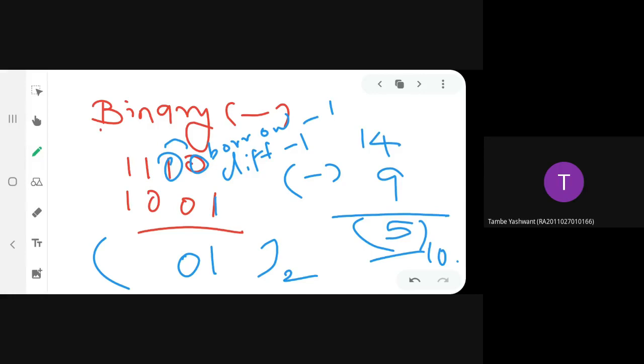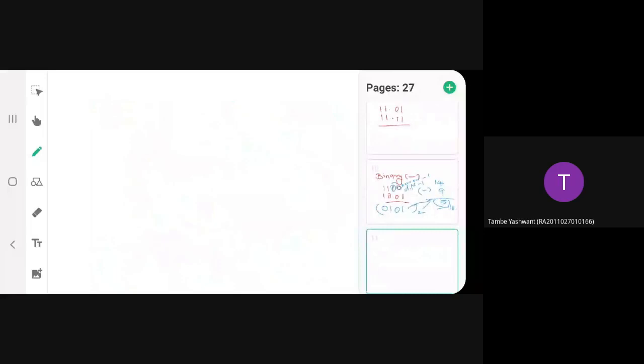What is 1 minus 0? 1. Then 1 minus 1 is 0. Okay, so this is the answer. If you convert this into decimal equivalent, are you getting 5 again? Yes, ma'am. 4 plus 1, 5. Okay. So one more example I will give you.